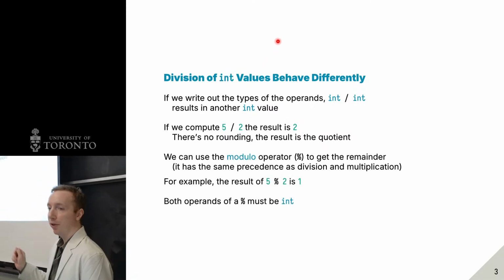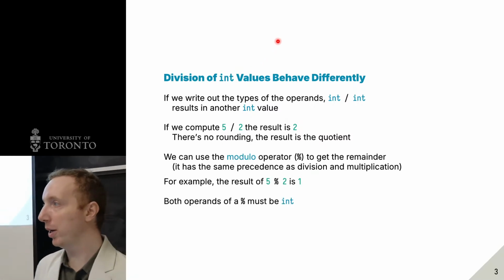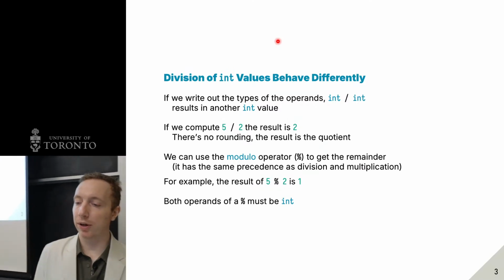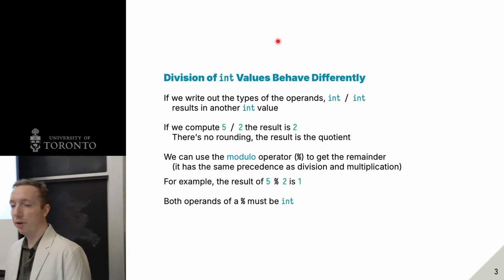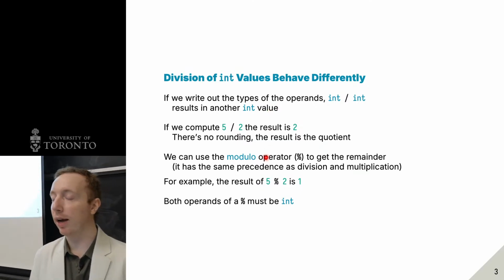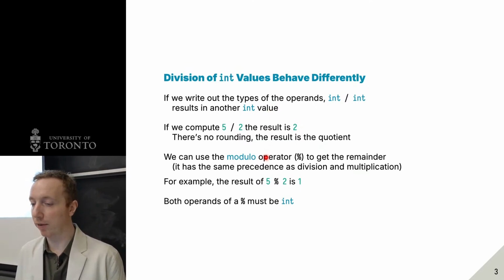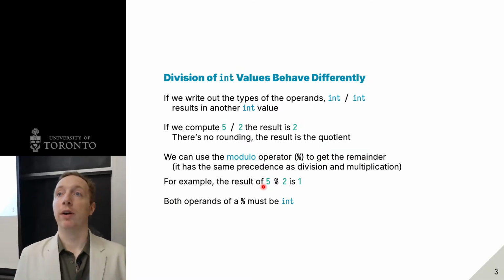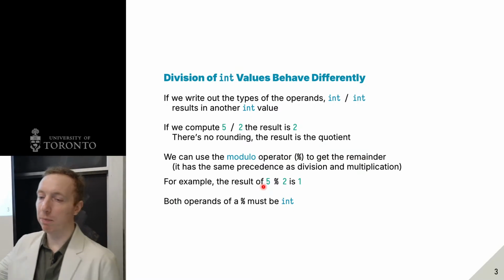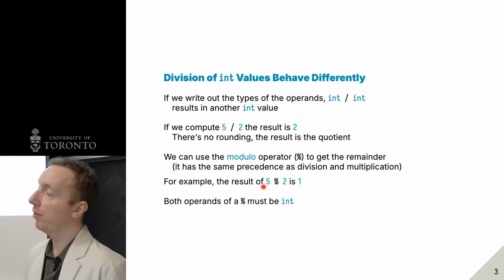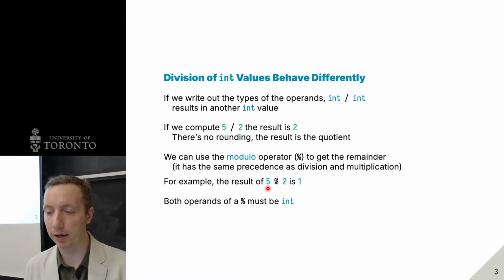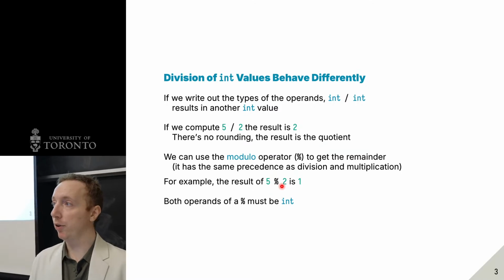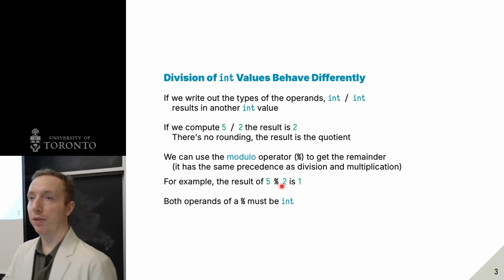There's also a modulo operator in C, which allows you to get the remainder of a division. It has the exact same precedence as division and multiplication. So for example, if I do 5 mod 2, the answer in this case is 1. If I divide 5 by 2, the answer is 2 remainder 1.